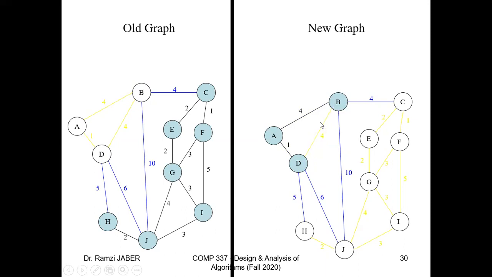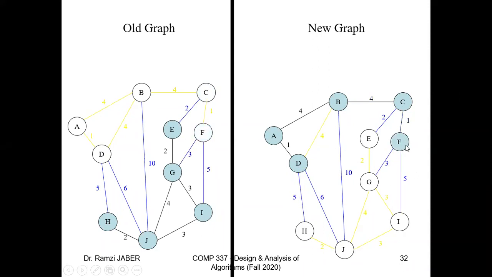Okay. So now from B, we have BC 4, BJ 10, DJ 6, DH 5. The lowest one will be BC. So we select C node, remove it from the old graph and put it in the new graph. Now we have CF 1, CE 2, and 10, 6, 5. We'll start with the minimum, the lowest. So we select, we choose F node.